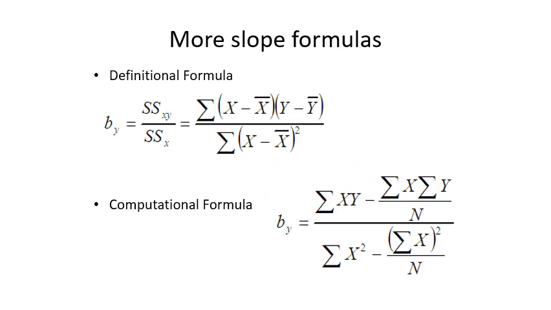Here you see again the definitional formula, much harder to calculate. The computational formula is just going to be the sum of cross products computational formula divided by the sum of squares x computational formula. The same thing from the correlation we just talked about earlier.